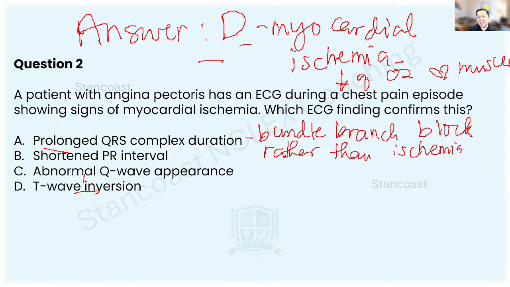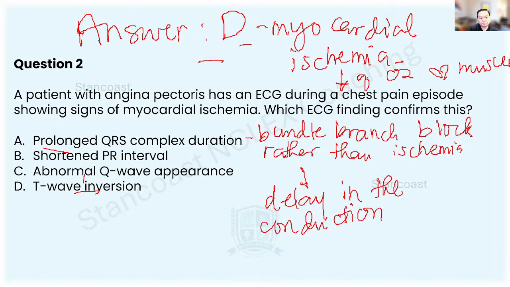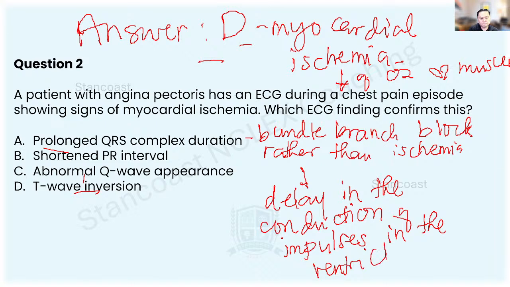And this is a finding that will tell you that there is a delay in the conduction of impulses in the ventricles. So that's what prolonged QRS complex duration means. It signifies that there is what? Possible bundle branch block, not ischemia. It simply means that there is now a delay in the transmission of the electricity within the ventricles.